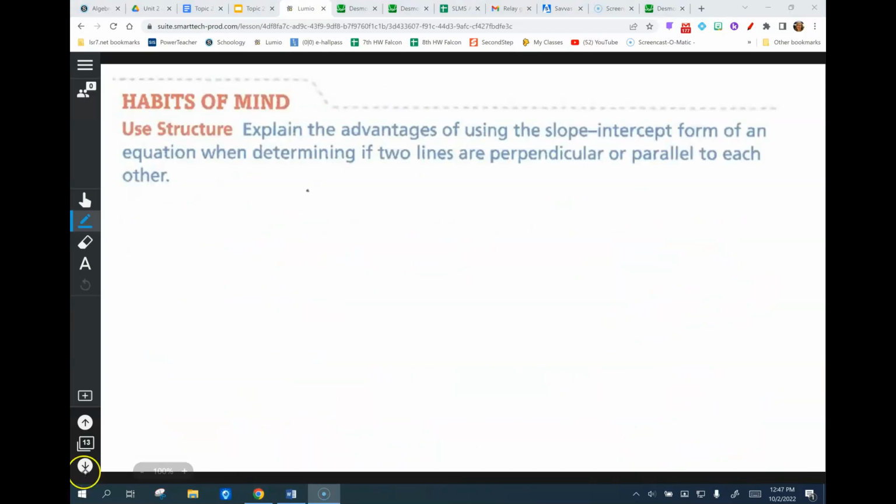So this one's kind of out of order, but perpendicular and parallel lines. Explain the advantage of using slope-intercept form of an equation when determining if two lines are perpendicular or parallel. Well, slope-intercept shows you the slope right away. It's given. And so it's really easy to just look at the slope, and if it's parallel, it's the same. Perpendicular is going to be a negative reciprocal.